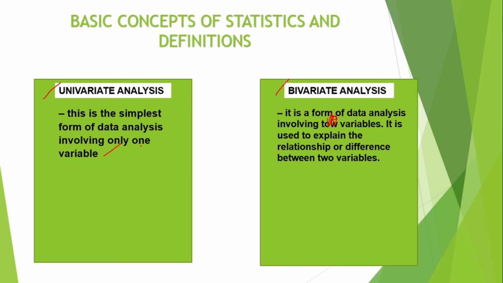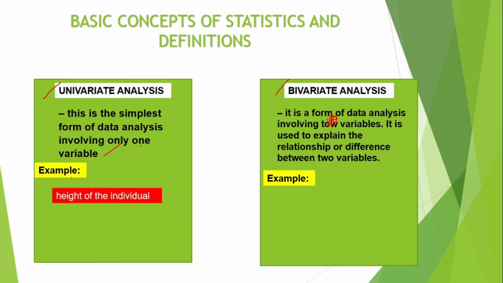So for example, what is the relationship of the academic status of the students to the behavior of the students? So the two variables here are the academic status and the behavior of the student. So the difference between two variables. Example in univariate, the height of the individual. So you have only one variable. Mean age of freshman students. So one variable lang siya.